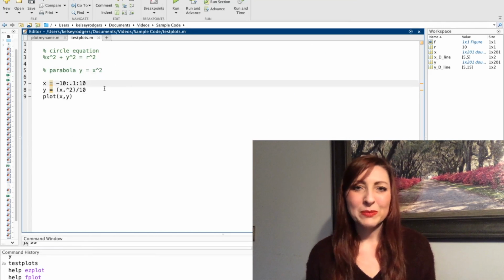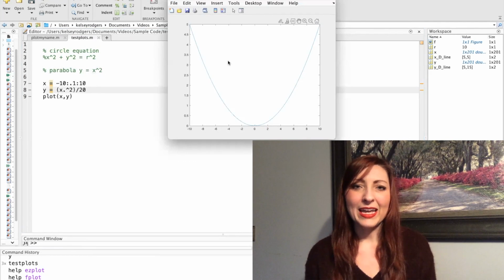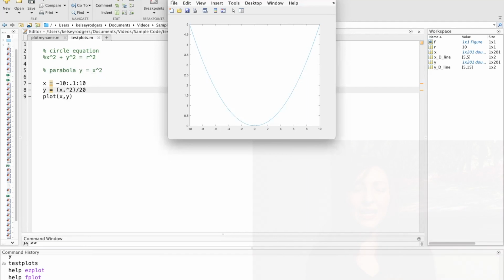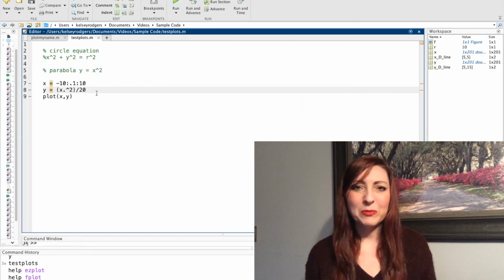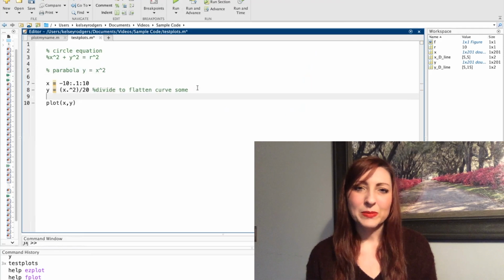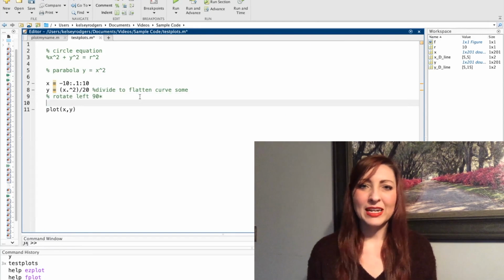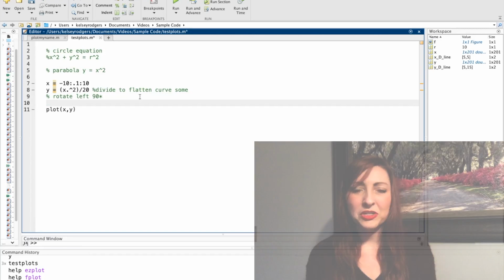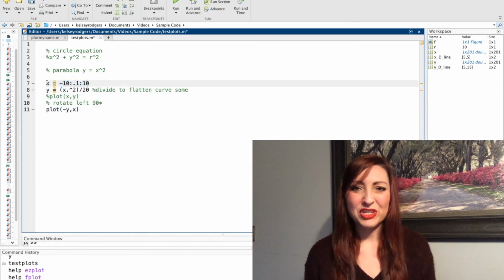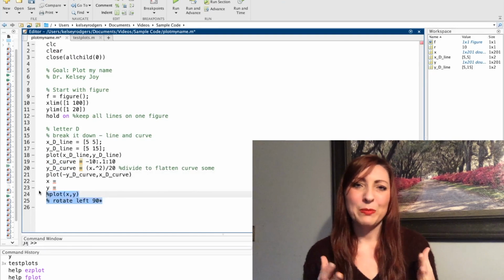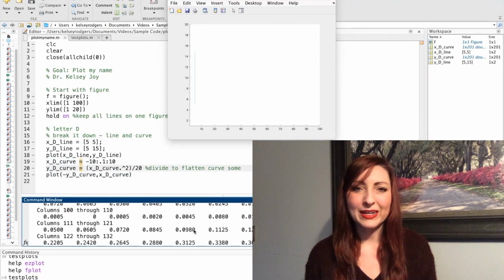So first I'm going to make this parabola and go ahead and look and see what that looks like. Since this isn't going in the direction I want, I'm going to have to rotate it. And I'm going to have to think about how I want to rotate it, which direction. And once I get it rotated, I might have some more scaling that I want to do. Once I get a pretty good idea of the shape that I want, then I can go ahead and put it back in my main script file and plot it on there.